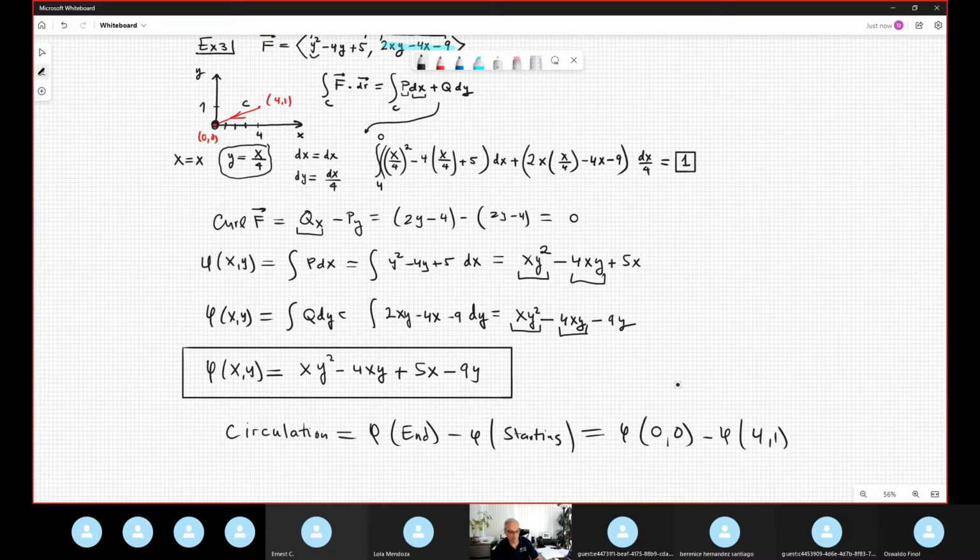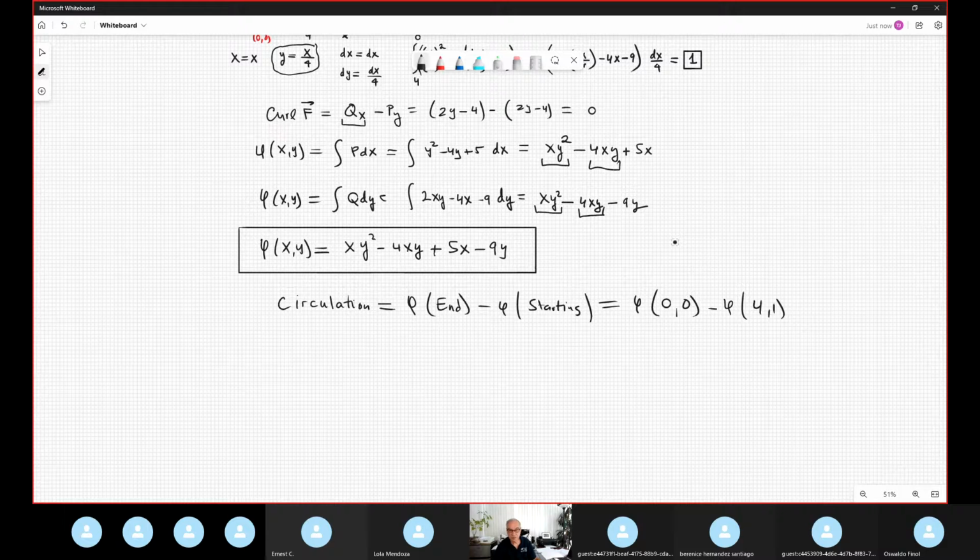4, 1. Just plug it in. Okay, plug it in where? In the potential function. And 0, 0: it's obvious that it is 0, right? If everything is 0, then it's 0 minus something. When you evaluate 4, 1 here, x is 4, y is 1. So 4 times 1 squared minus 4 times 4 times 1 plus 5 times 4 minus 9 times 1.